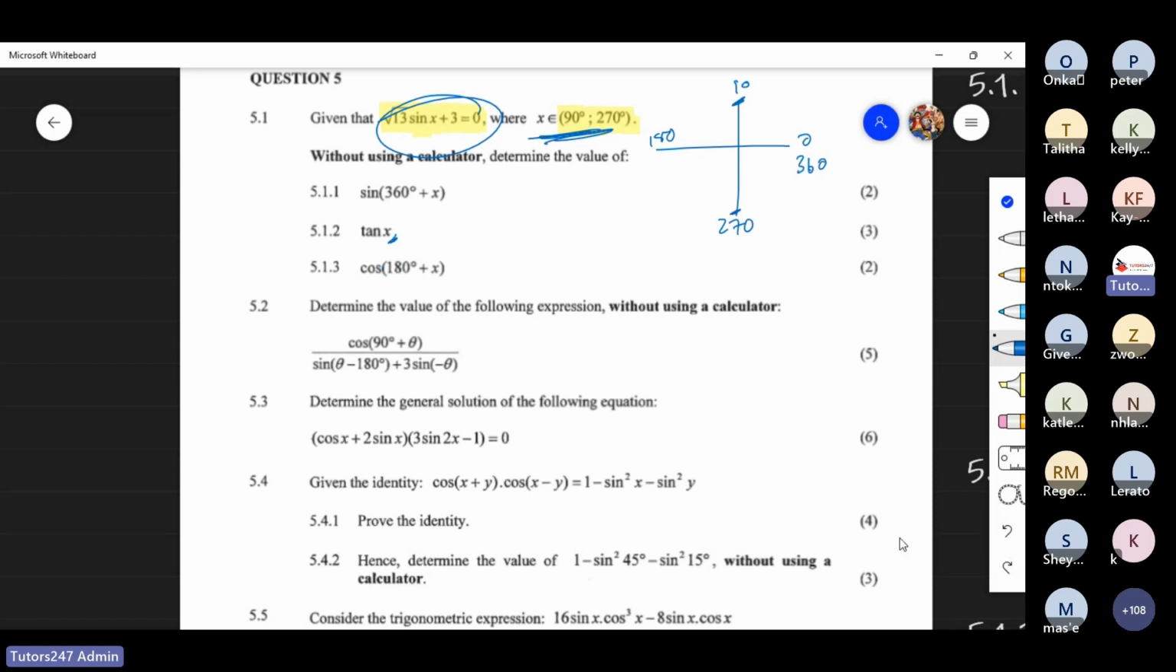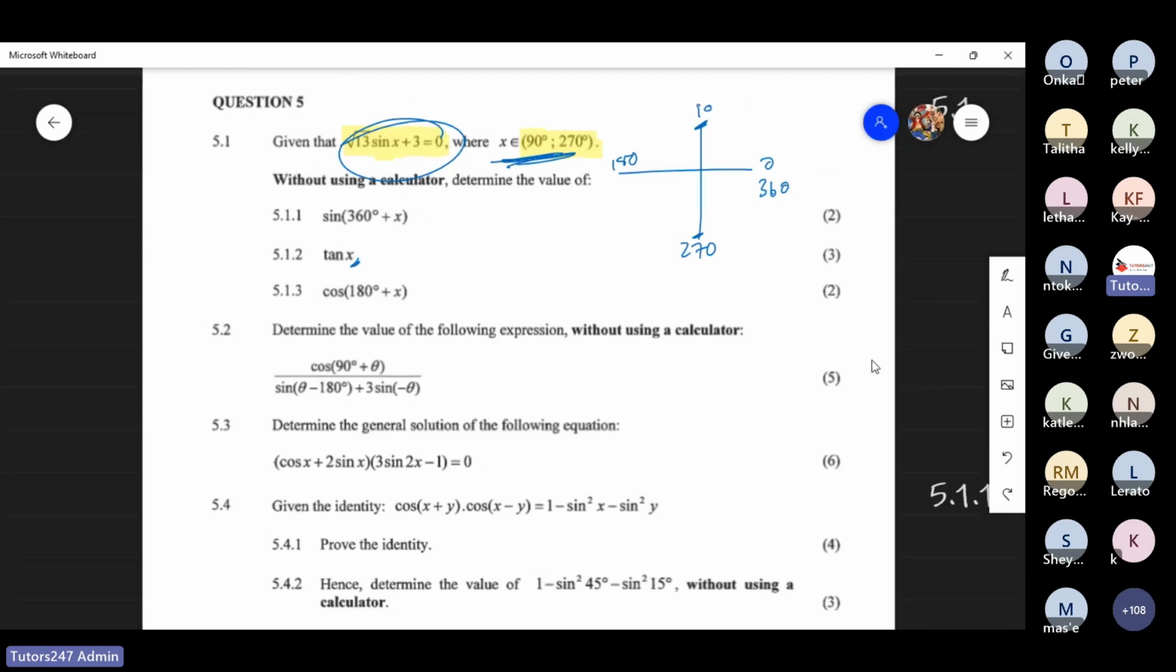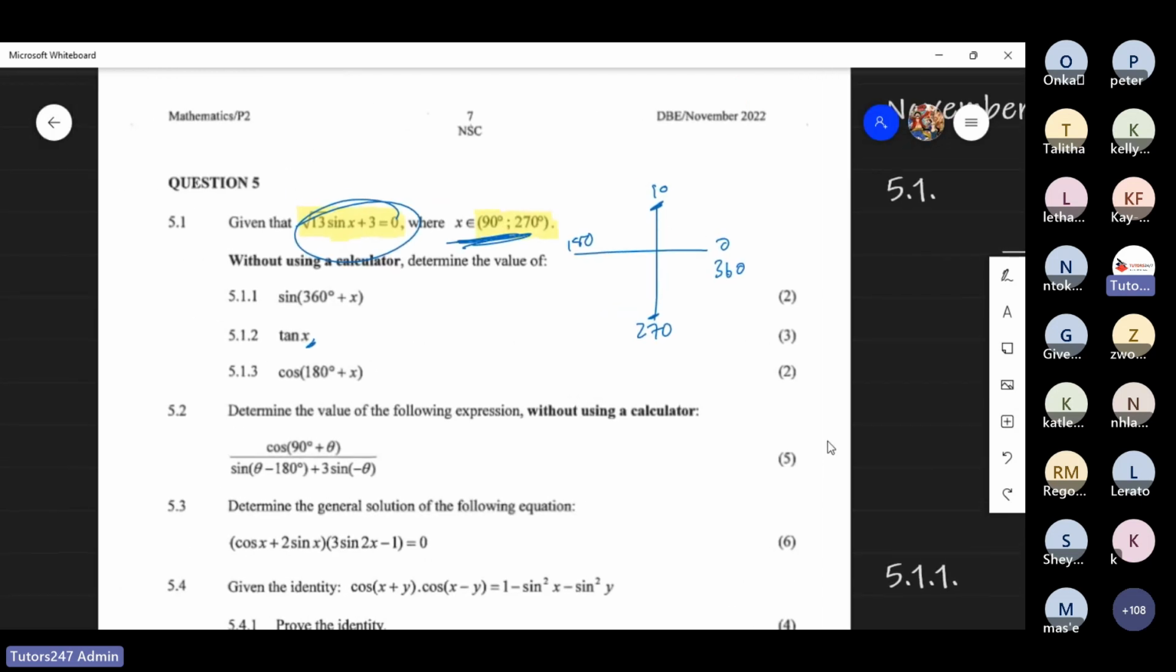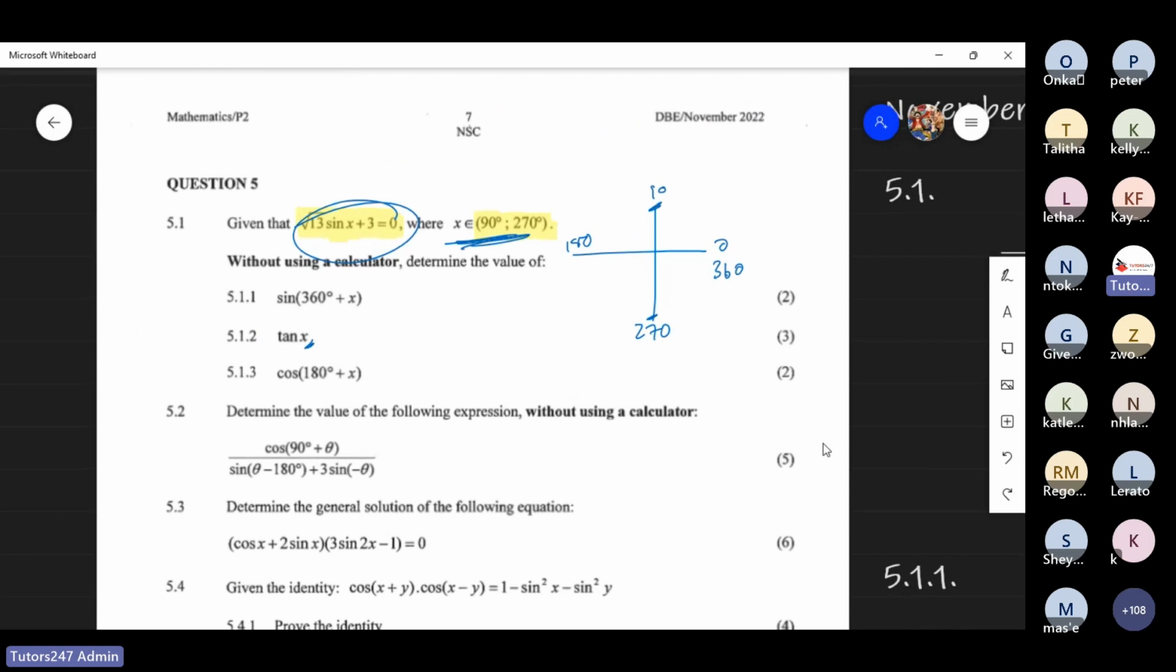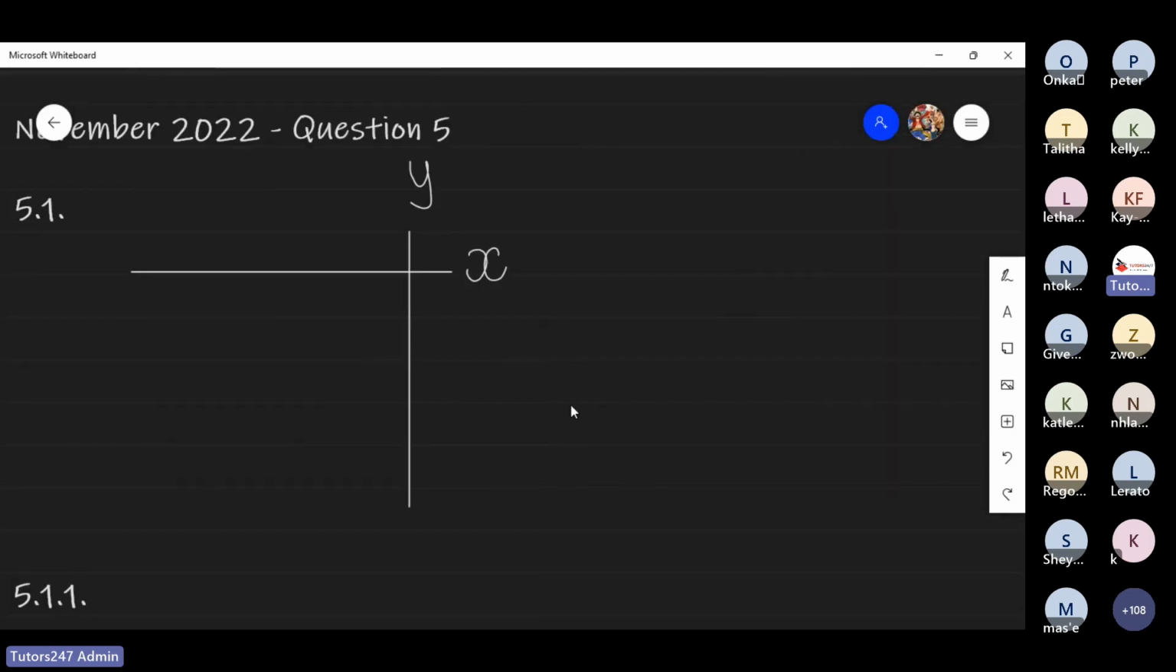So this is another reduction formula. So just from question 1 alone, you are already dealing with 2 questions where you are going to make use of your CAST diagram. So if you don't know your CAST diagram, question 5.1.1 and 5.1.3 will be difficult for you. That is why I mentioned previously, it is important to know your CAST diagram. So step number 1, let us simplify that equation such that we have sine x equals something.